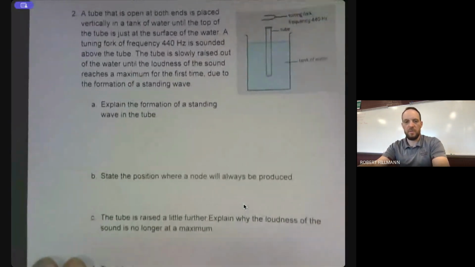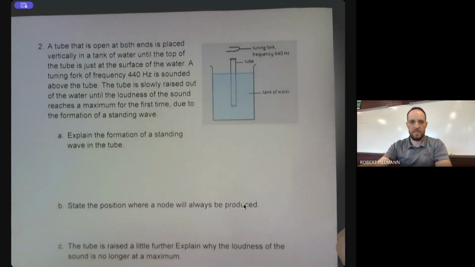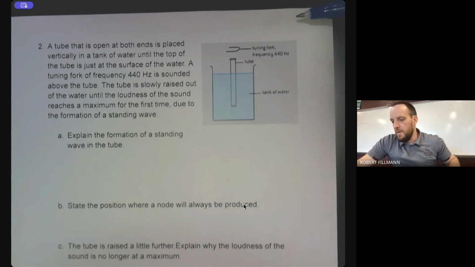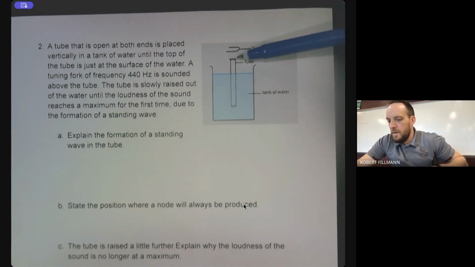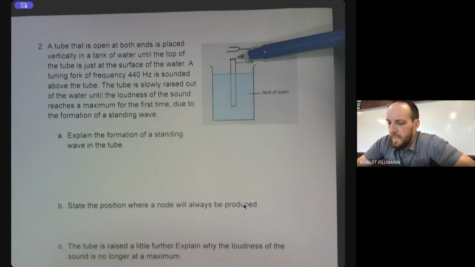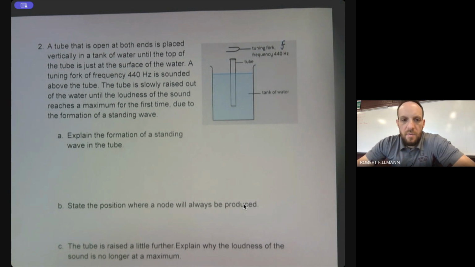Flip over to the last page here. We'll do an air column example. This is a really good example because not only does it test our ability to set up these problems of standing waves, but it also sets up a good lab scenario, like maybe how you would measure the speed of sound using standing waves. So take a look at the diagram. We have a tube, an open tube. It's open at both ends, but one of the ends is underwater. And we have the top of the tube sticking out. And then a tuning fork produces a frequency of 440 hertz. So that's the frequency of the sound of the waves that are going into the pipe.